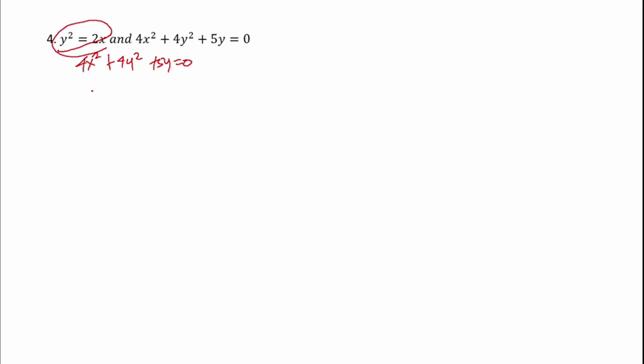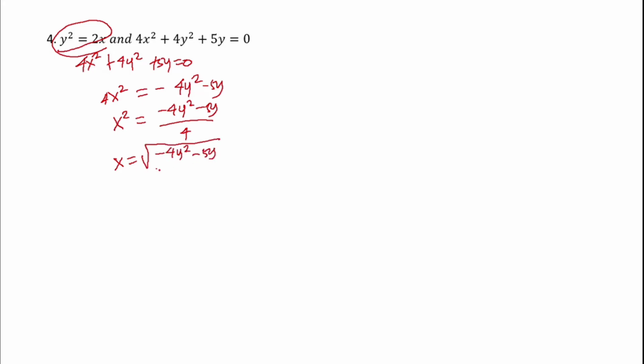So we have to substitute here the value for the result of this part, 4x squared. So 4x squared is equal to negative 4y squared minus 5y. So x squared is equal to negative 4y squared minus 5y over 4. So x is equal to the square root of negative 4y squared minus 5y over 4.